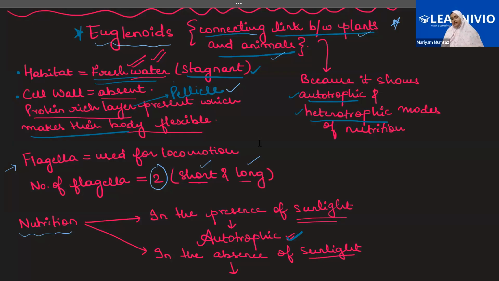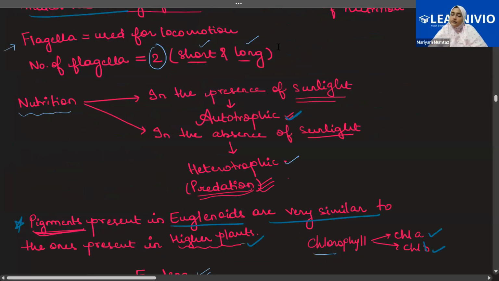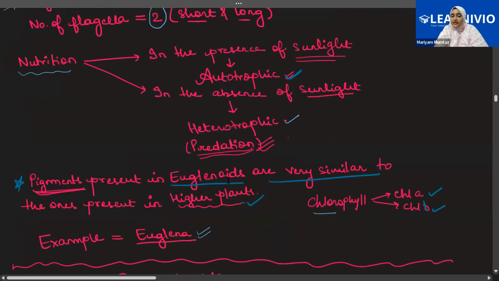The flagella, obviously, will be used for locomotion. And the number of flagella that it has is two. One is a shorter flagellum and one is the longer flagellum. Talking about the nutrition, whenever there is sunlight, they do the autotrophic mode of nutrition. And whenever the sunlight is absent, they do the heterotrophic mode of nutrition, that is mostly predation. They predate.